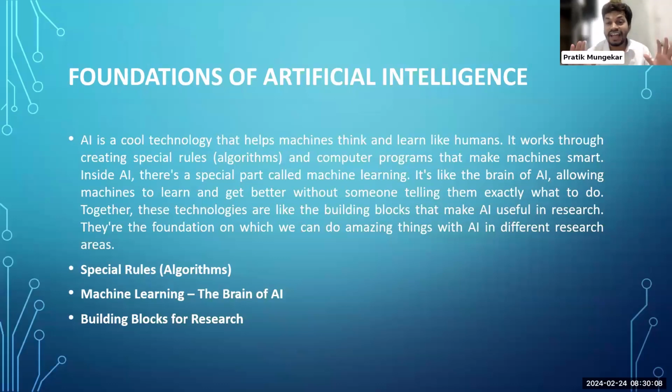Imagine AI as a super cool technology that makes machines smart, helping them think and learn similar to how humans do. Now, how does it do that? Well, AI has these sets of special rules, known as, as I discussed earlier, algorithms, and it uses computer programs to follow these rules. So it's like giving instructions to machines to make them clever.